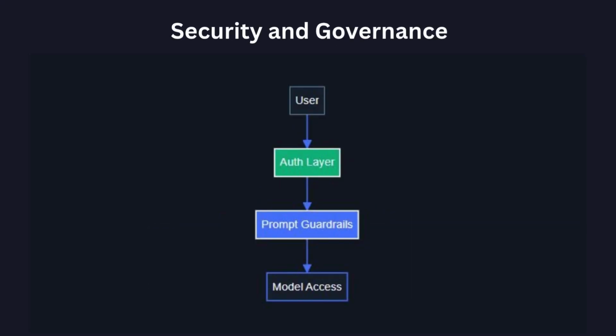Security and governance. Security operates at multiple levels in a production AI system. Authentication is handled by services like Cognito, which verify users and issue tokens. IAM policies control access to services and models, ensuring only authorized actions are allowed. Prompt guardrails are used to prevent misuse, either through system prompts or external enforcement. Tenant isolation ensures that users can only access their own data. All API activity is logged for auditing and compliance purposes.